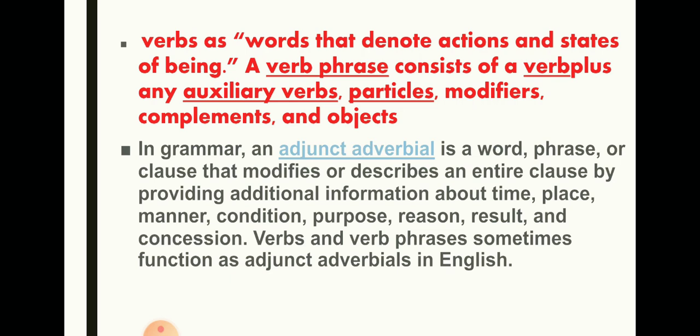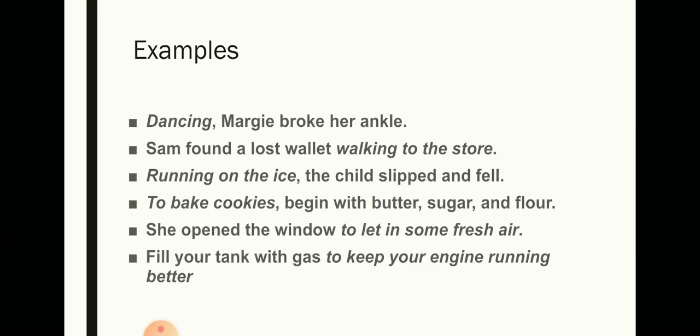So verbs and verb phrases sometimes function as adjuncts, adverbials in English. This is how we call them adjuncts, giving us more clarity on time, manner, all these things. And we will have more examples here. Dancing, Maggie broke her ankle. Sam found a loose wallet walking to the store. Running on the ice, the child slipped and fell. To bake cookies, begin with butter, sugar, and flour. She opened the window to let in some fresh air.